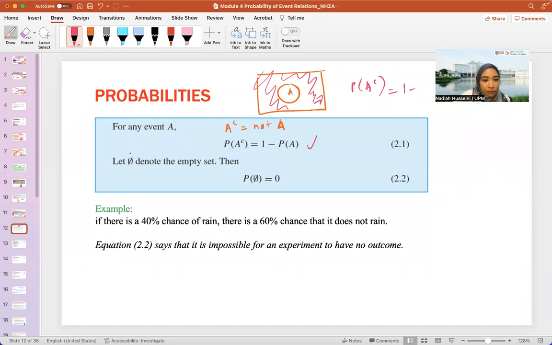If you see this symbol, it means it's an empty set. I don't know how to pronounce this. Let me find out what it's called. Let this symbol denote the empty set, then P of the empty set is equal to 0 because it's an empty set. The probability of an empty set is non-existent. It doesn't happen, because when we're talking about probability, there's always something.